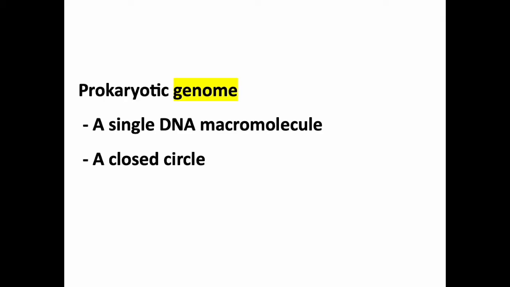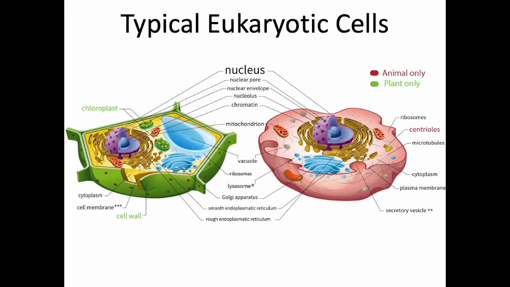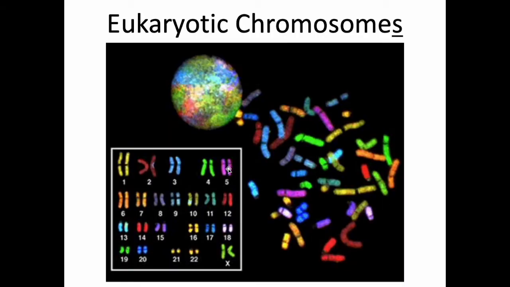So the prokaryotic genome, and the term genome in fact is in the key terms. Key terms define genome as the total genetic information of a cell or organism. The prokaryotic genome is a single DNA macromolecule, and it is a closed circle. In contrast, eukaryotes, plants, animals, fungi, always more complicated, have not just one chromosome, but a bunch of individual chromosomes. The exact number depends on what species of eukaryote you're talking about.